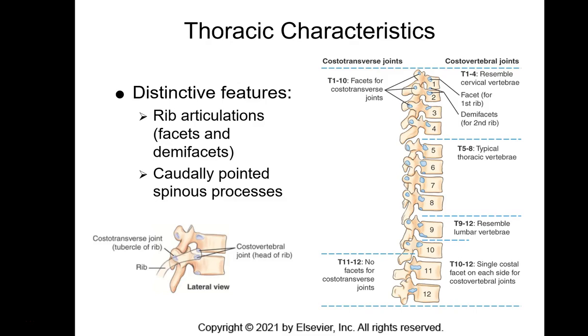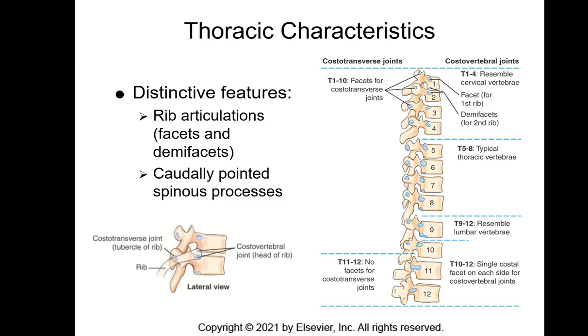So remember, there are 12 thoracic vertebrae. The first 4 vertebrae more closely resemble cervical vertebrae, and the last 4 thoracic vertebrae more closely resemble lumbar vertebrae. So T5 through T8 are really considered the typical thoracic vertebra.